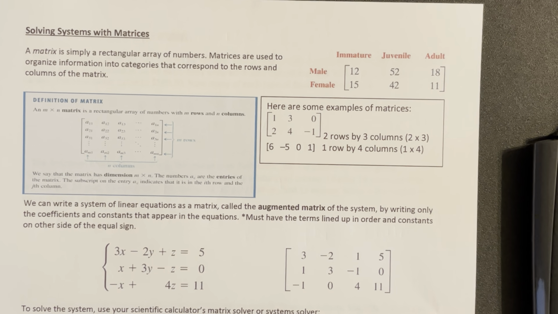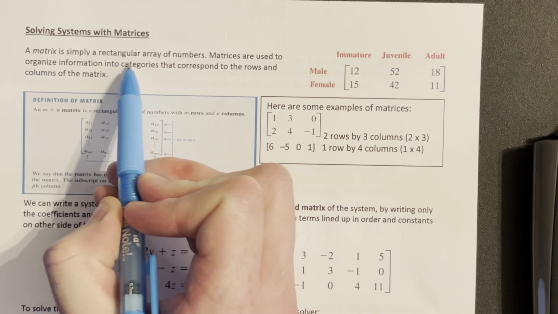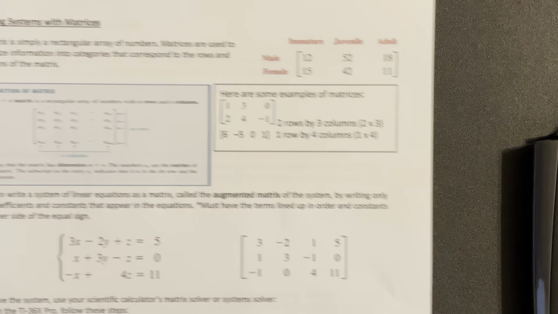The last part of this lesson is learning how to solve a system with matrices, and this will make your life a lot easier because our calculator will be doing the work. So a matrix is a rectangular array of numbers. It's a way to organize our information into different categories with rows and columns.